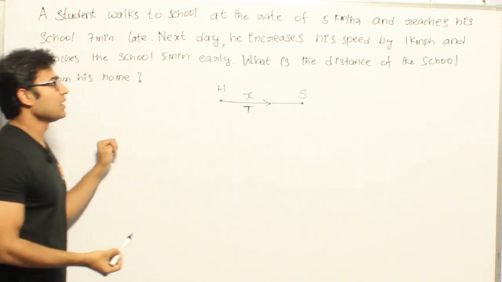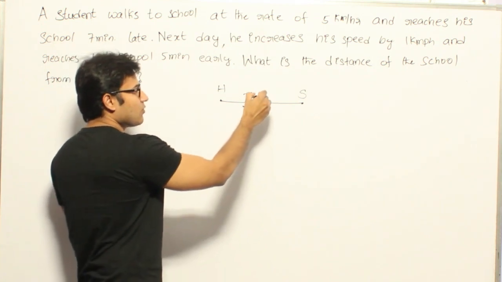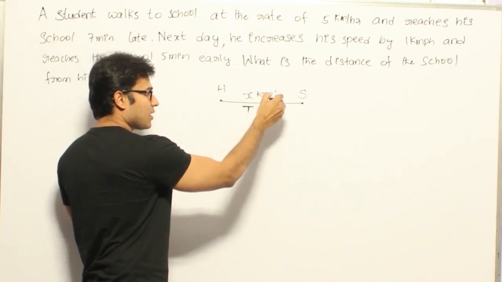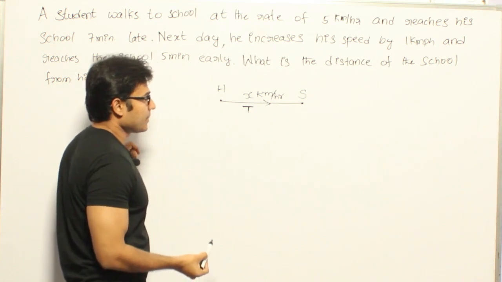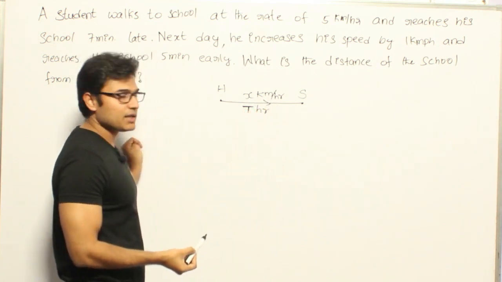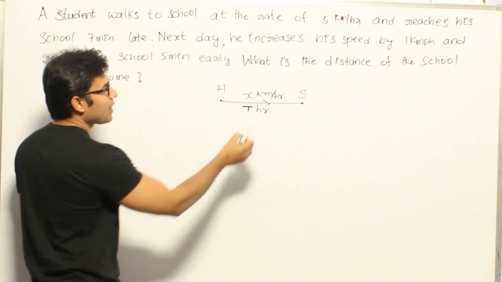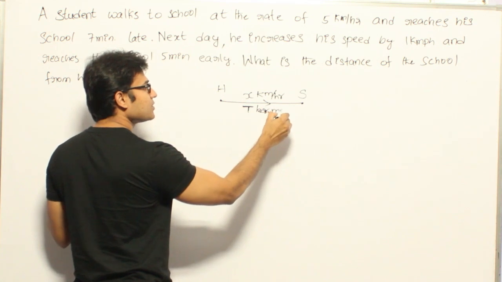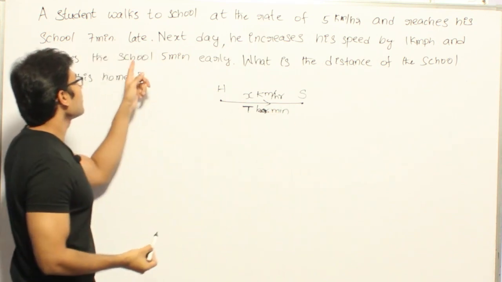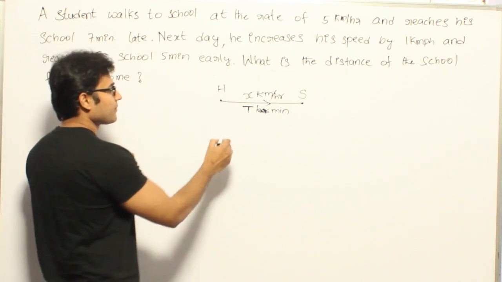I am assuming that if he goes at a speed of x kilometers per hour, then he will be taking t hours to reach the school, but then he will be able to reach the school on time. So instead of taking it in hours, let me take it in minutes. Why minutes? Because he has given the delay, or the difference, in minutes only, right? Then what is he saying?